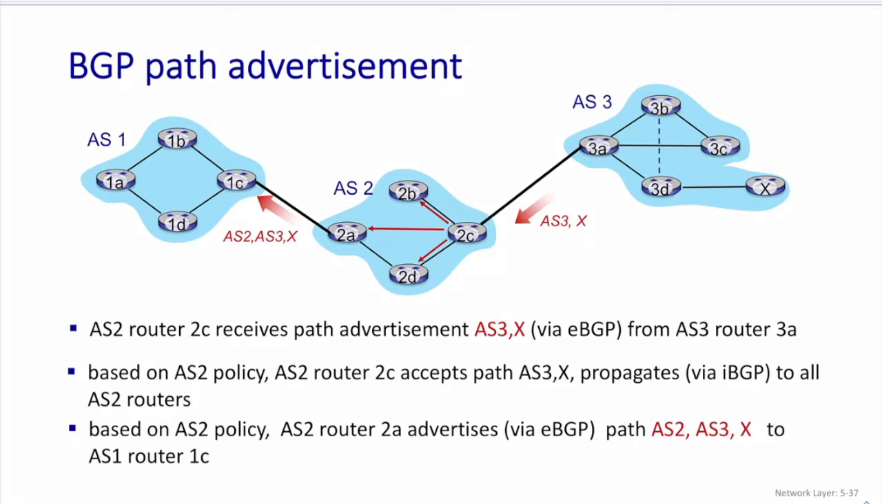AS2 router 2C receives the path advertisement AS3 X via eBGP from 3A. It then propagates this information via iBGP to all its routers in AS2. So 2B, 2D, and 2A will receive the path information that AS3 can reach X. After that, 2A will advertise this information again to AS1: the path is that AS2 can reach AS3 and can reach X, sent to the gateway router at AS1, which is 1C, and so on and so forth. So this information can be propagated.